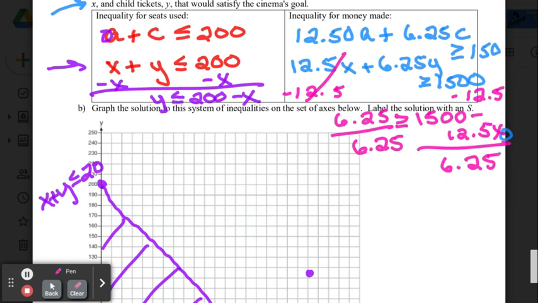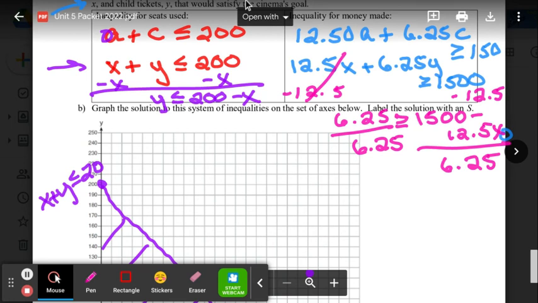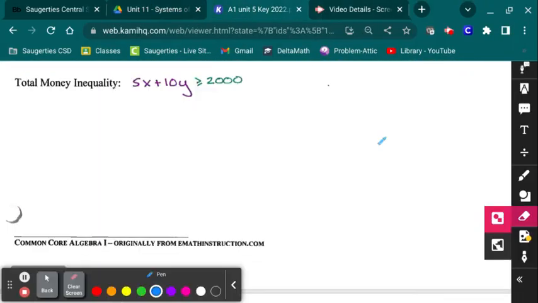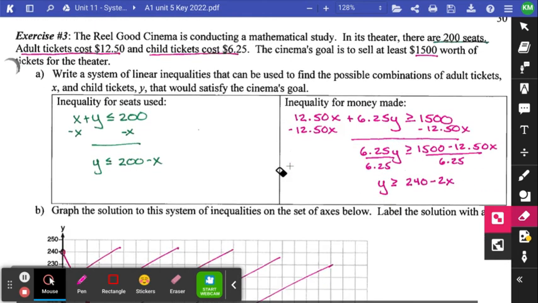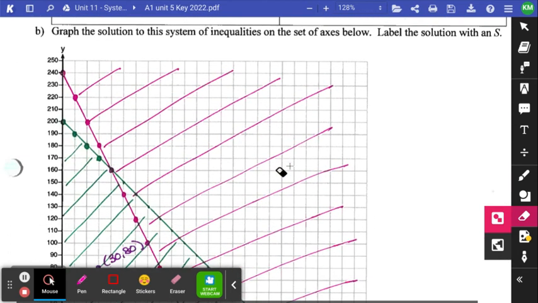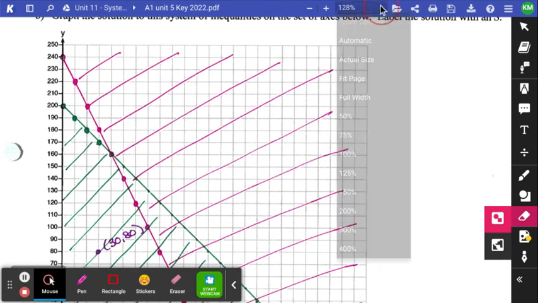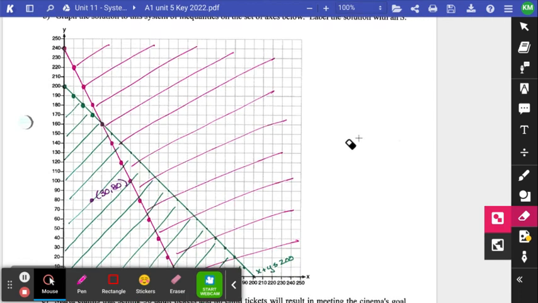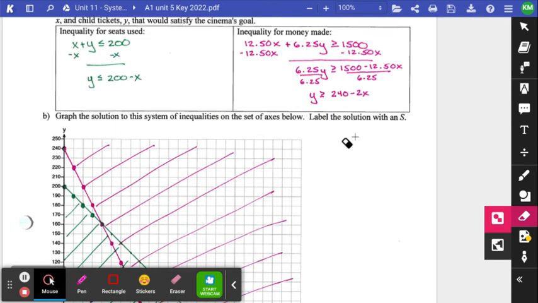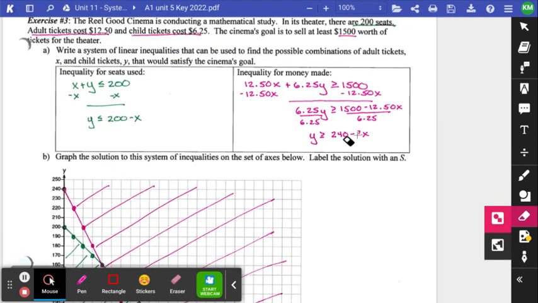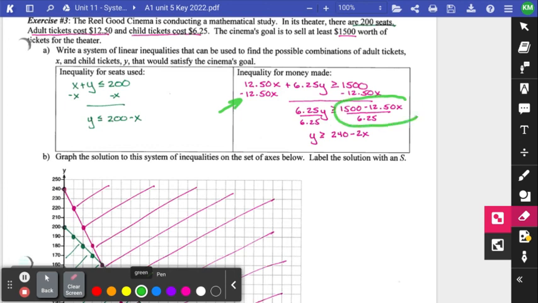And by the power of magic, I will switch over to my answer key so you can actually read what I've done. If it lets me. There we go. Some things just should not be done on a tablet. Okay, so here we go. I subtracted 1250 on both sides of the inequality, divided by 6.25. Now you could put that in your calculator.